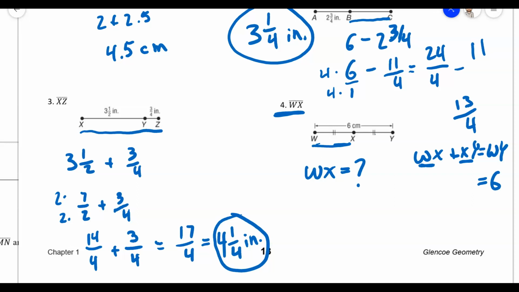So hopefully you came up with this one. If the two pieces are equal and they add up to 6, we should have come up with WX equals 3 centimeters.